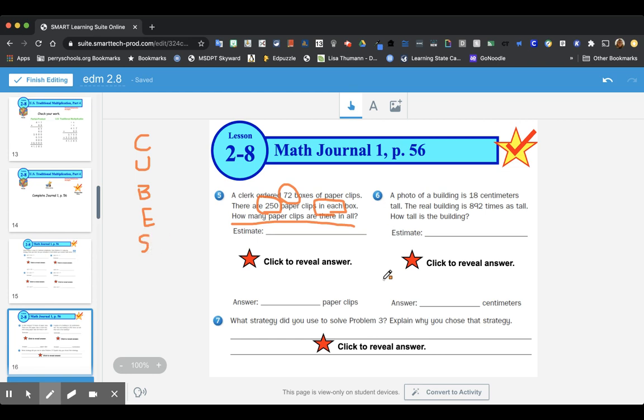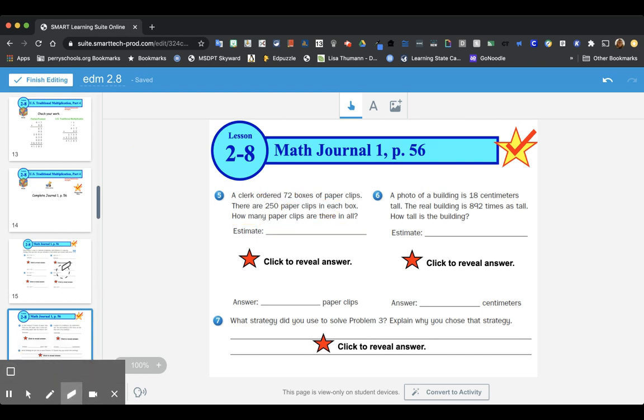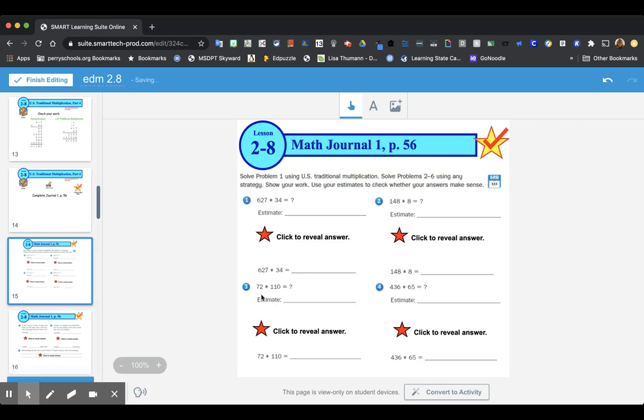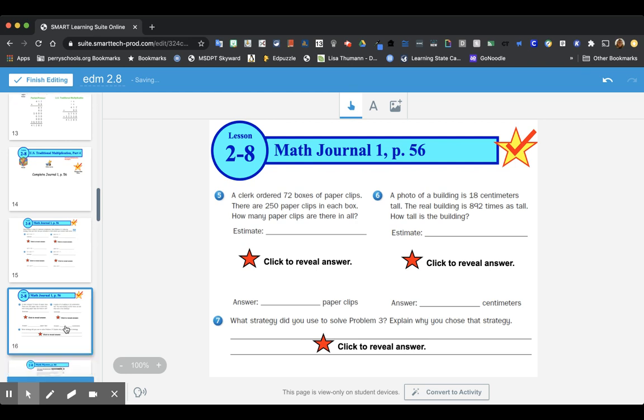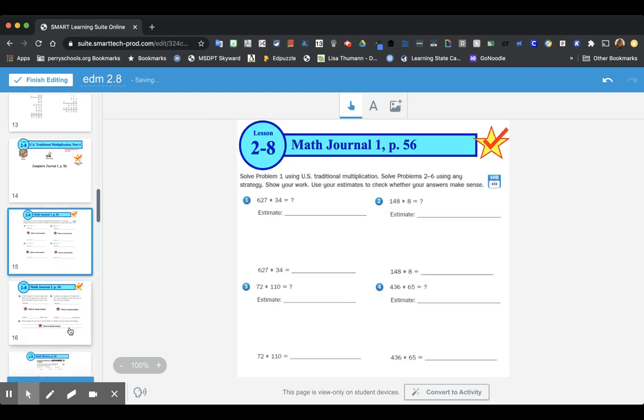And then 6, a photo of a building is 18 centimeters tall. The real building is 892 times as tall. How tall is that building? And then 7, what strategy did you use to solve problem number 3? Explain your strategy. So again, up here on number 3, which we did together, what was that strategy? How did we solve that? So pause the video now, then come back and check your work.